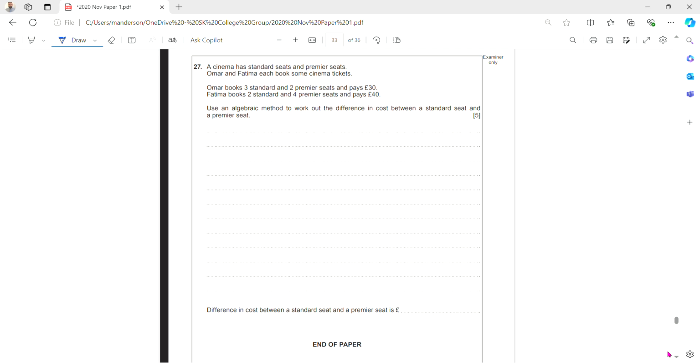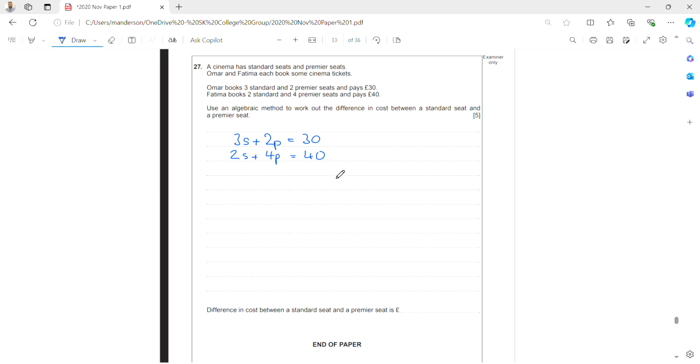Our final question. We are almost at the end of this paper. Cinema has a standard seat and a premier seat. Omar and Fatima each book some tickets. Right, so the first line tells us 3 standard tickets, so I'm going to write 3s, and 2 premier, so I'm going to write plus 2p, and he pays £30, so that equals 30. We then have 2 standard tickets plus 4 premier tickets, and that costs £40.